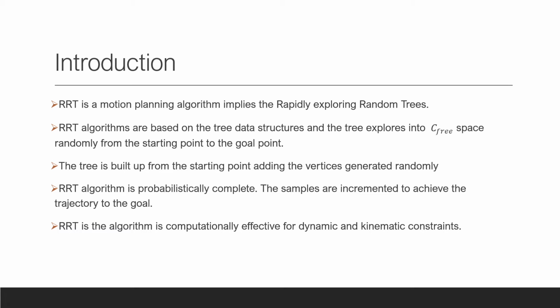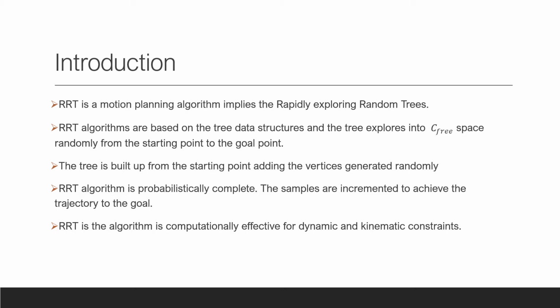What is RRT? RRT is a motion planning algorithm that stands for rapidly exploring random trees. RRT algorithms are based on tree data structures, and the tree explores the configuration free space randomly from the starting point to the goal point. The tree is built up from the starting point by adding vertices generated randomly.